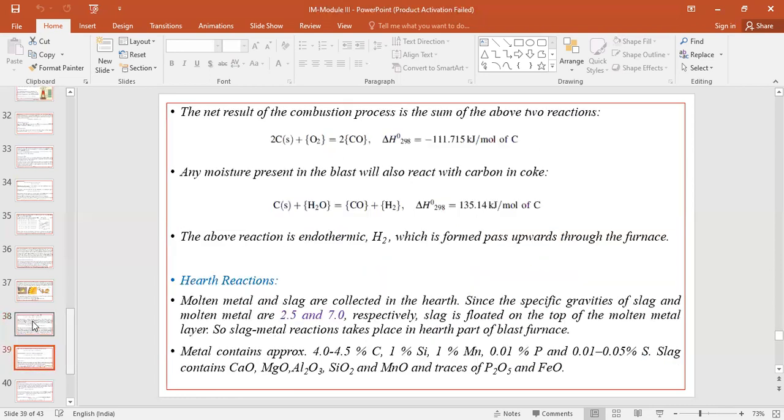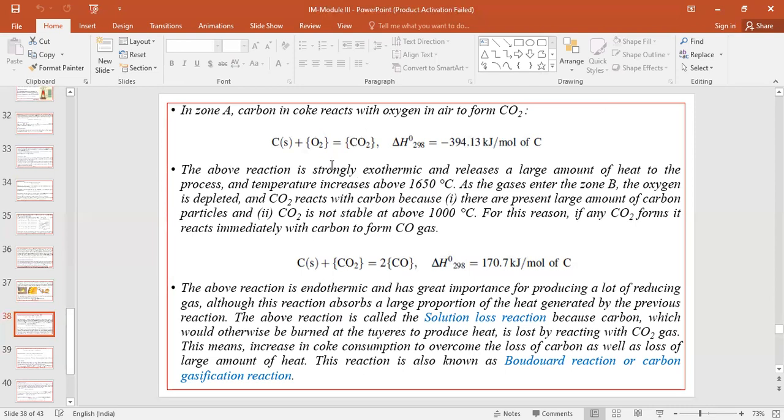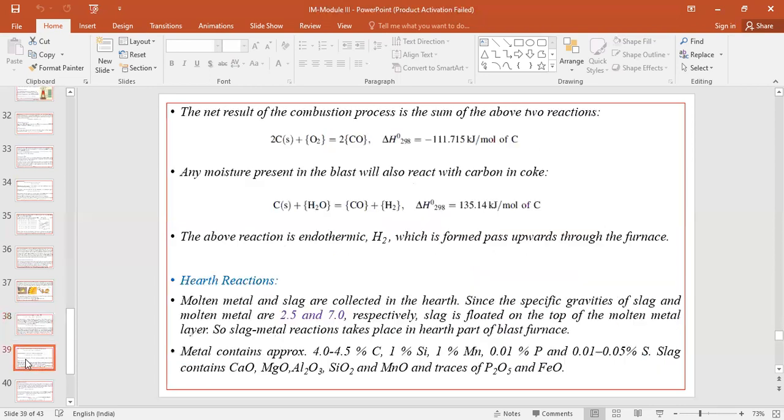So the net result, if you combine these two reactions, is 2C plus O2 gives rise to 2CO. That is the net reaction, which is again an exothermic reaction.